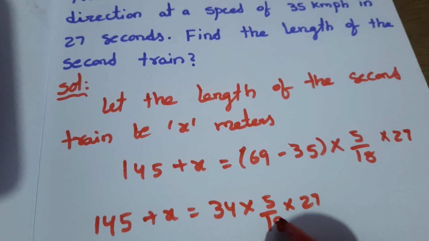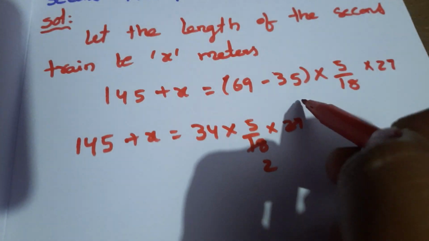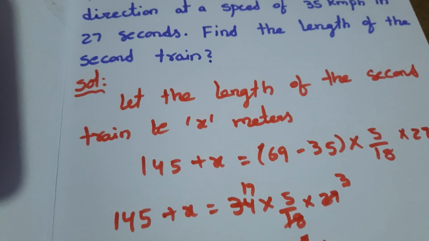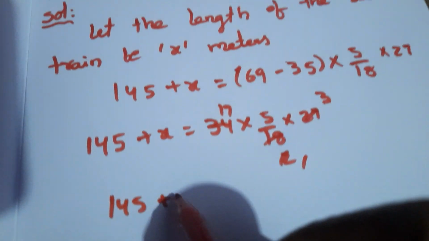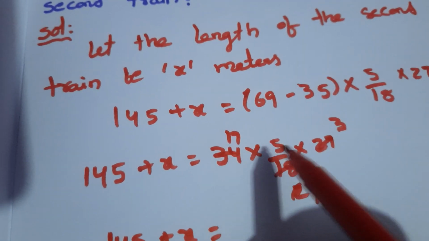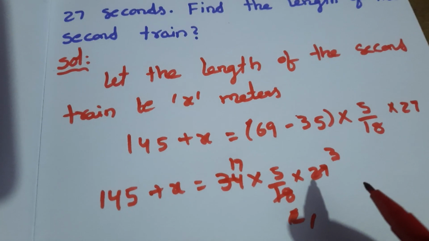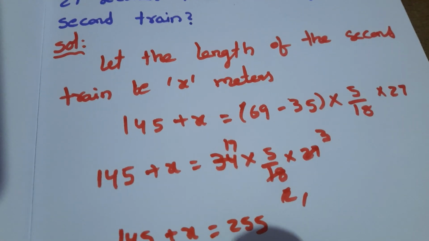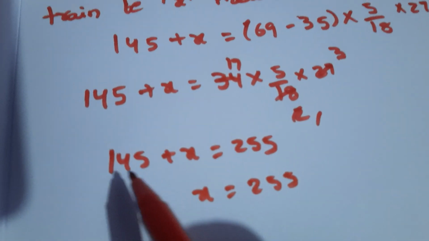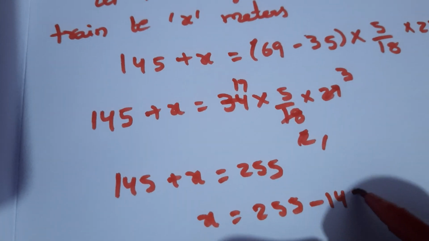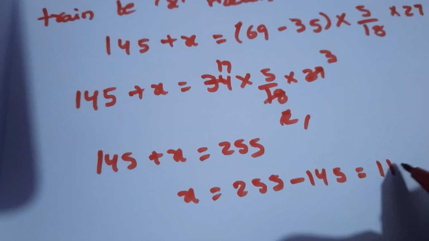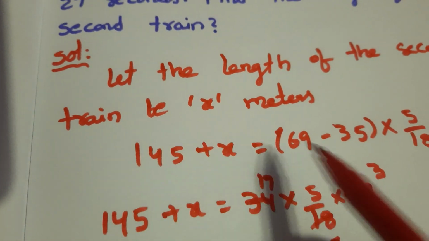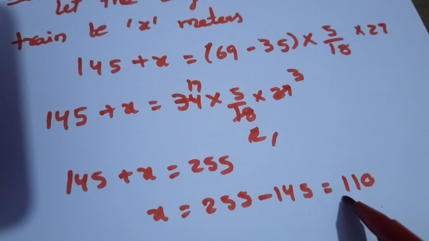Okay, 9 2 jar 9 3 jar 2 1 jar 2 17. 145 plus x equal to 17 into 15. Okay, how much? 255. So x equal to 255 minus 145. How much you got? 110. So the length of the second train is 110 meters.